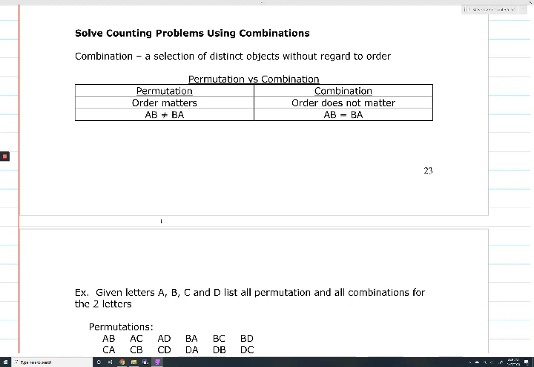Whereas if you have a committee and you get chosen to be on the committee, typically a committee isn't named. You're either on the committee or you're not on the committee. So those aren't named. That's a combination because it doesn't matter which position you're in. Toppings for pizza is a combination. It doesn't matter if you say pepperoni and sausage or sausage and pepperoni, you're going to get the same pizza. The order in which you put those toppings on doesn't matter.